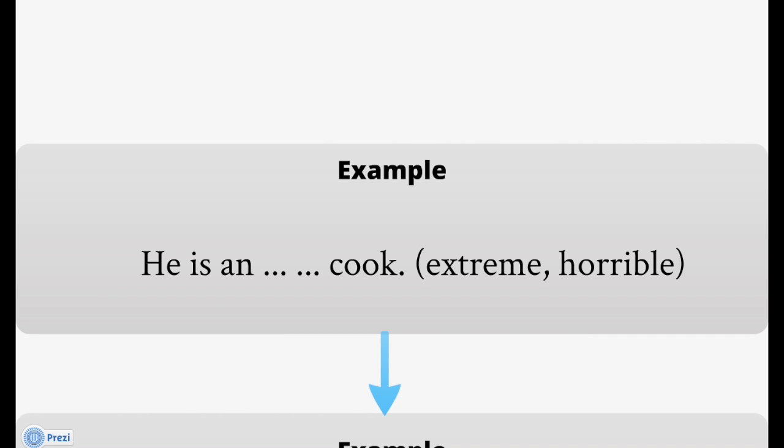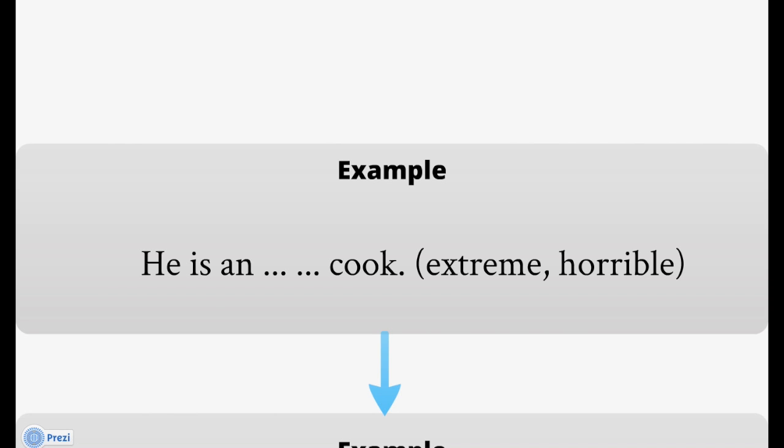Now we have to do two words. To make this easier, I recommend that you always do the second word first. So, horrible. Horrible says something about cook. He is a horrible cook. Now, cook is a noun. It's someone who cooks. So, horrible is an adjective, so nothing changes. It just stays horrible, because with an adjective, the spelling just doesn't change.